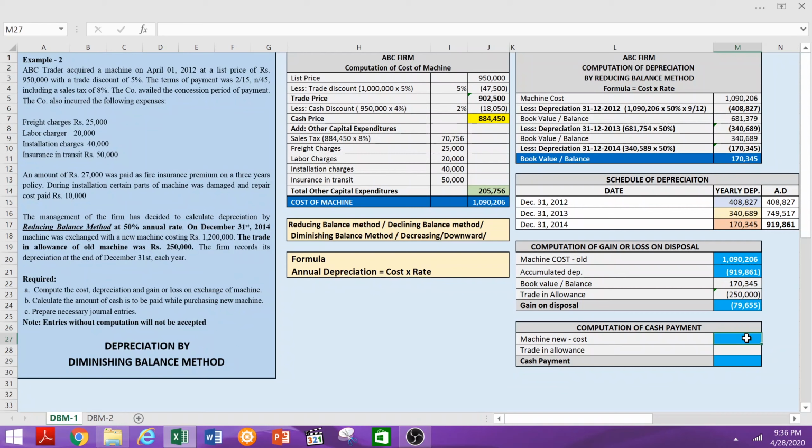79,655. And remember, because we are exchanging our machine, we are purchasing a new machine with the help of trade in allowance of the old machine. So once we exchange our machine, we also have to pay a certain amount in the form of cash.